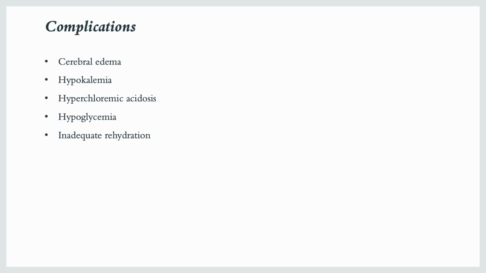So the final slide is of complications. What are the complications of DKA? That can be cerebral edema if we give excessive fluid, or if we correct the dehydration rapidly. Second, insulin drip can cause hypokalemia, or it can cause hyperchloremic acidosis. The blood glucose level can fall very rapidly and cause hypoglycemia, and there can be inadequate rehydration. So these are the complications.